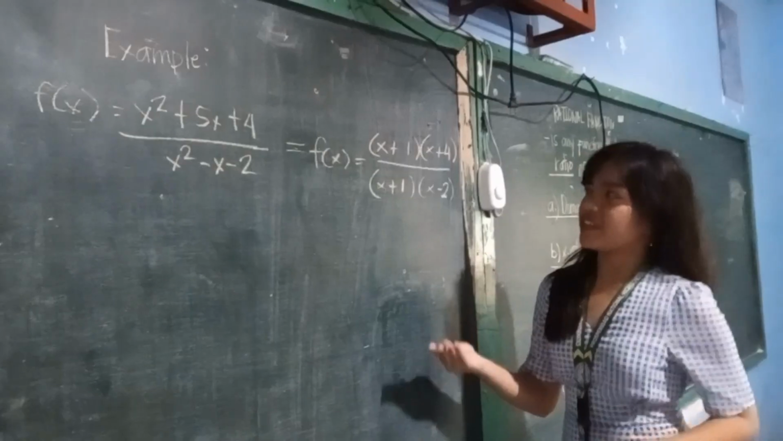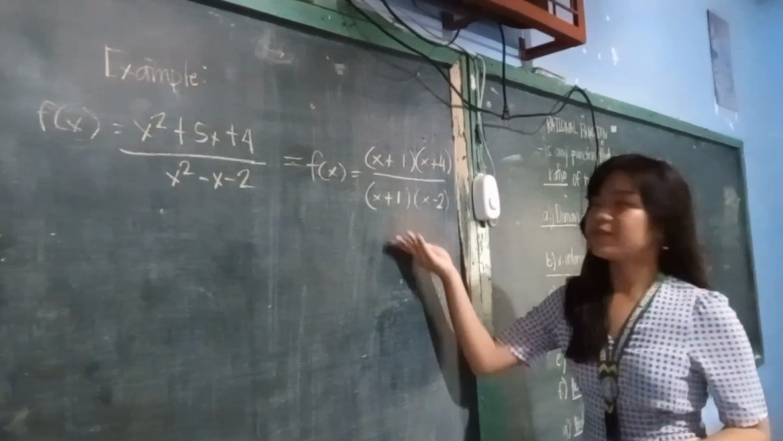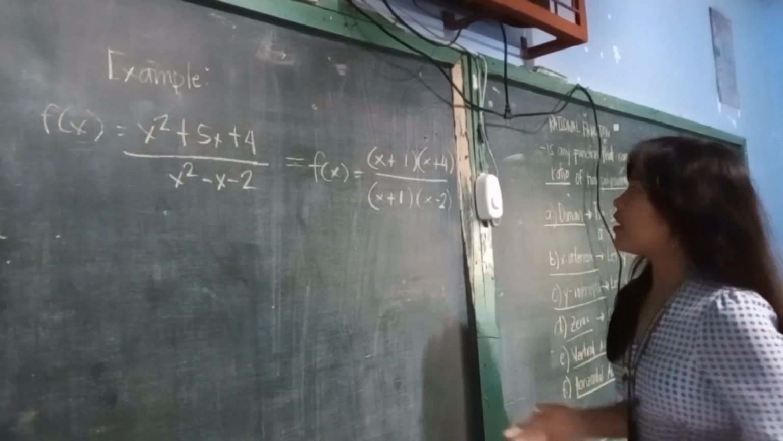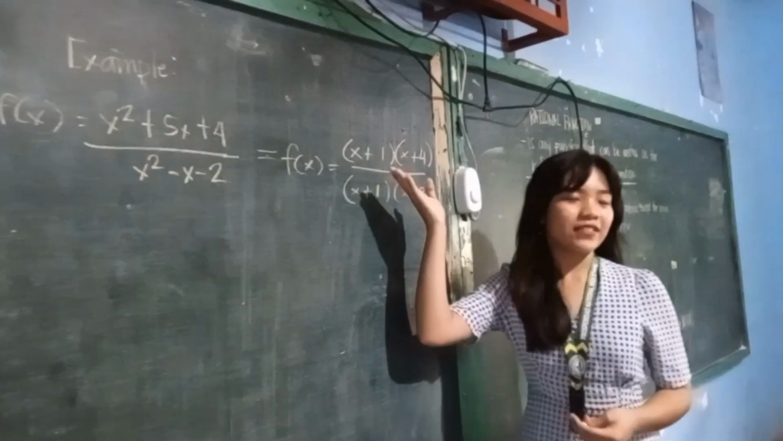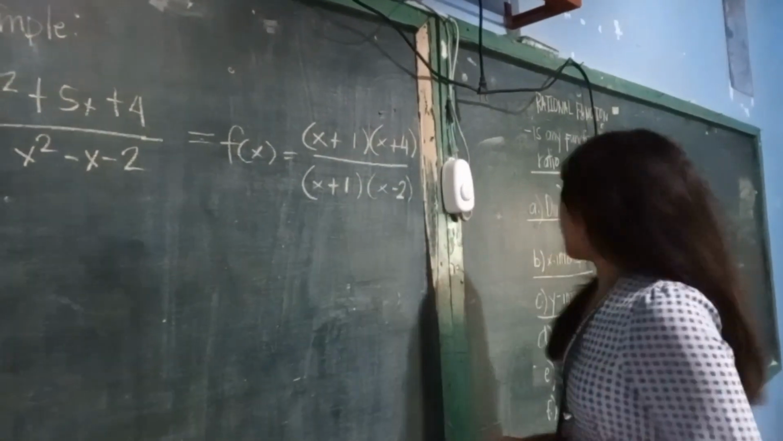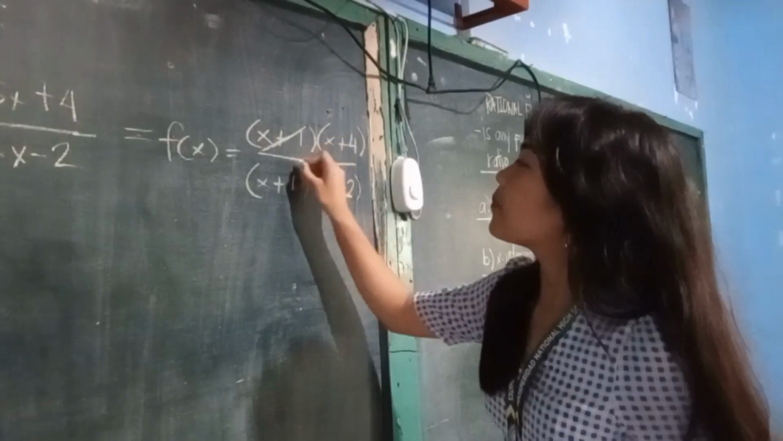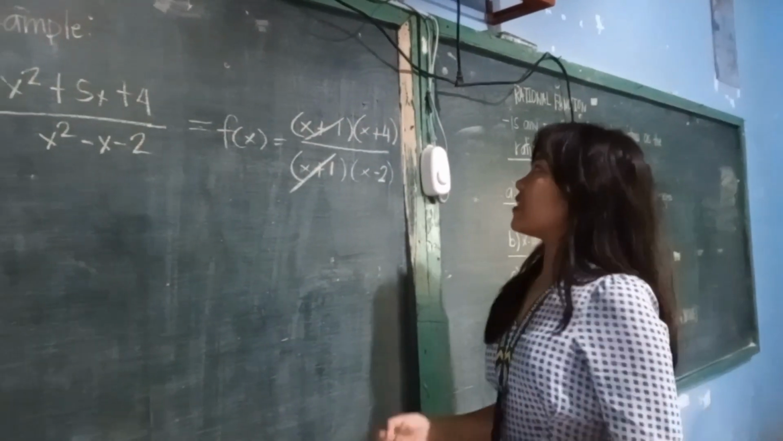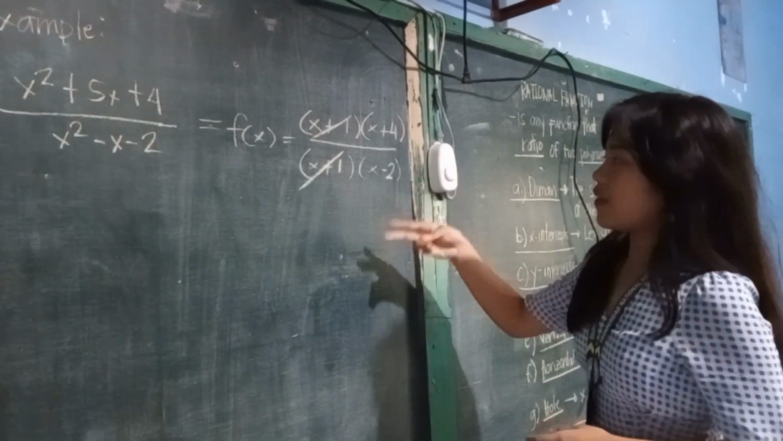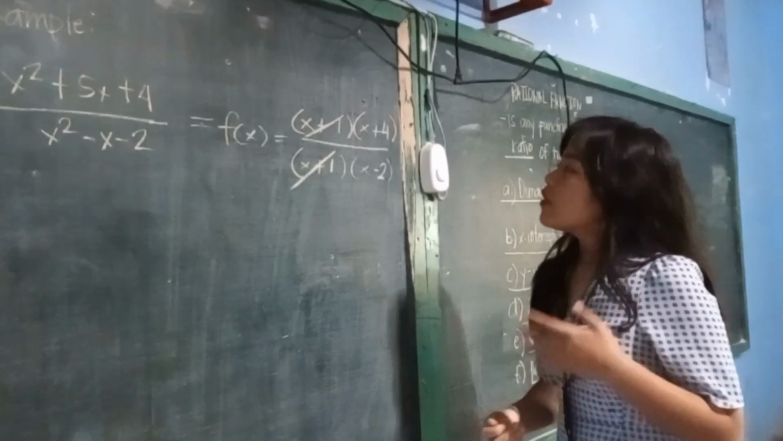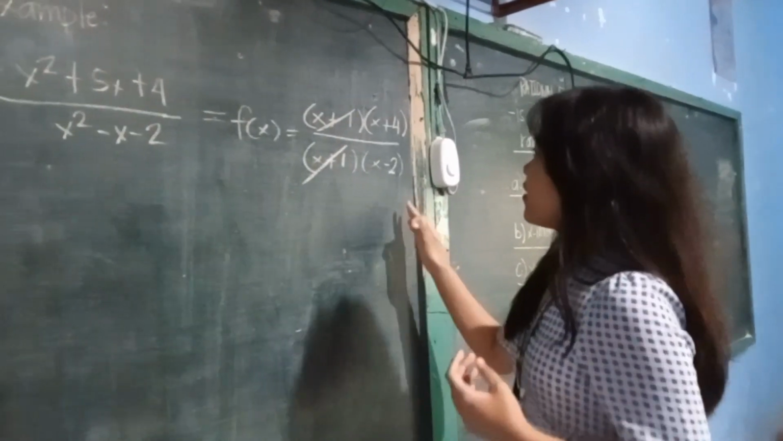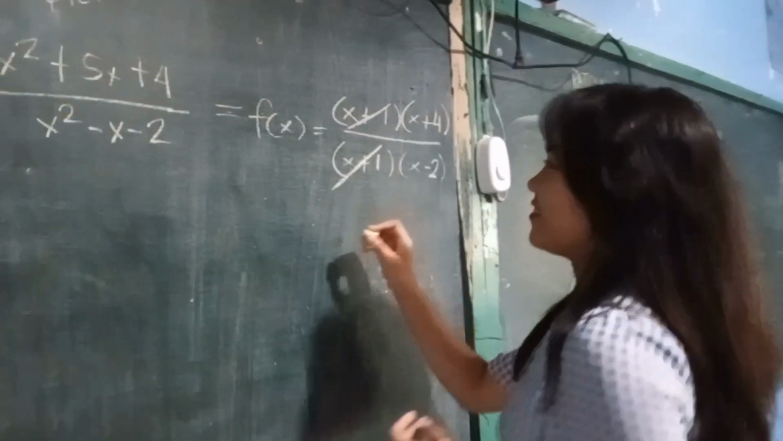So we finished factoring and these are the factors. As you can see, they have similar terms, or we can say a hole. So we can cancel it out. What's left is x plus 4 all over x minus 2. So we're just going to take it down here.